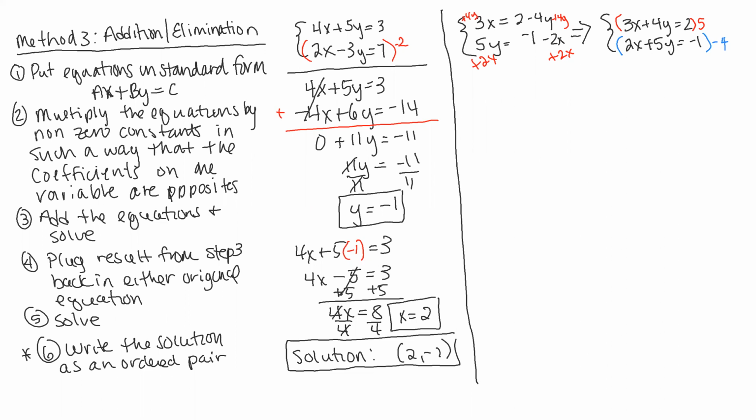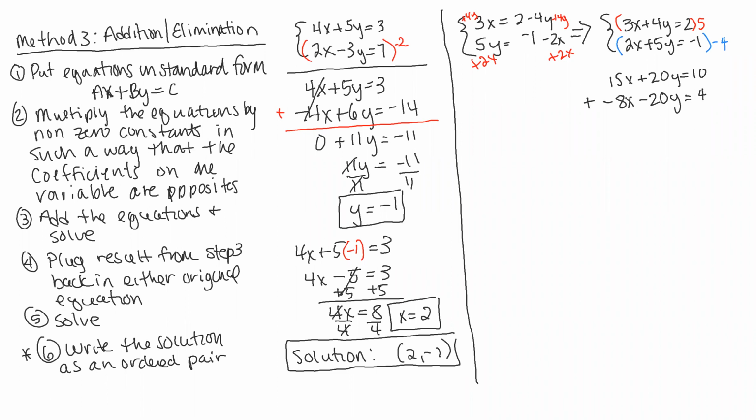So I'm going to come down here and we're going to rewrite the entire system. For the first equation, I get 3x times 5, which is 15x, 4y times 5, which is 20y, and then 2 times 5, which is 10. For the second equation, I'm going to multiply everything by -4. So 2x times -4 is -8x. -4 times 5y is -20y. And then -4 times -1 is 4.